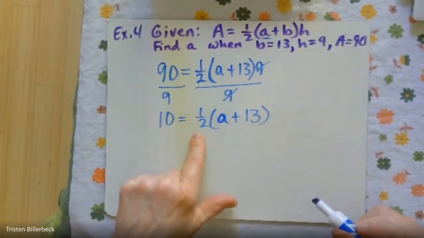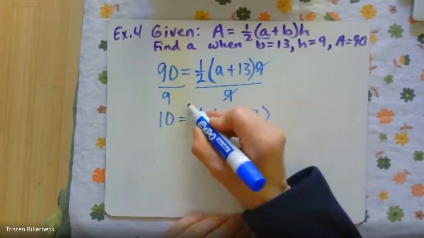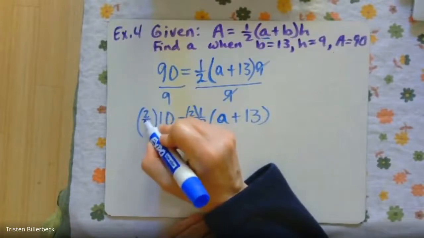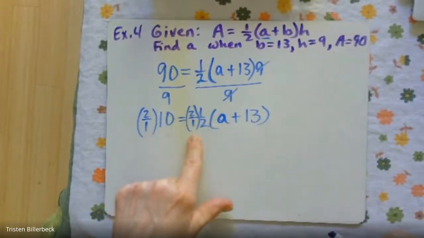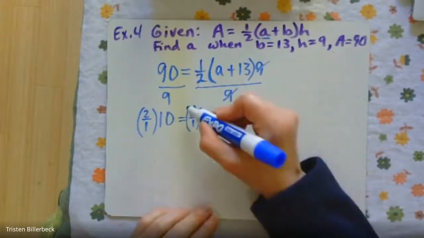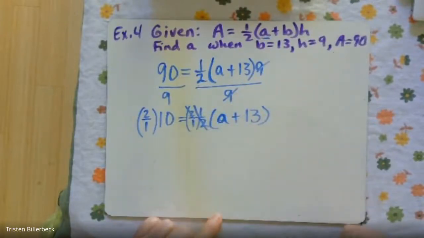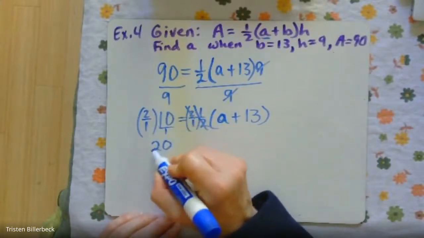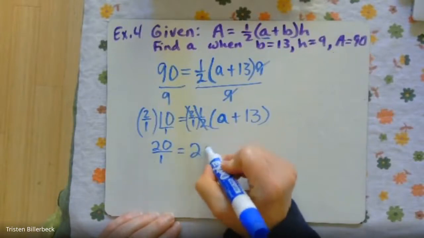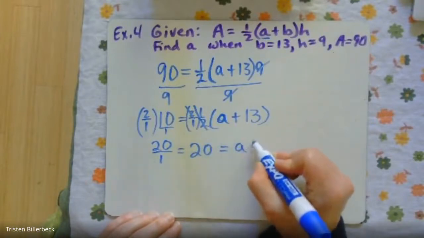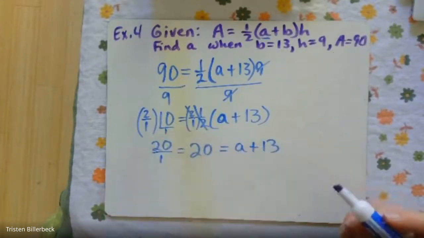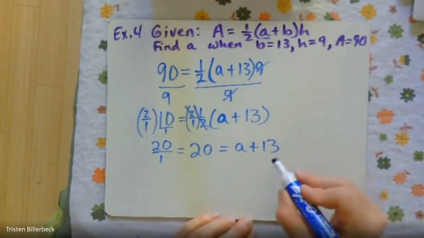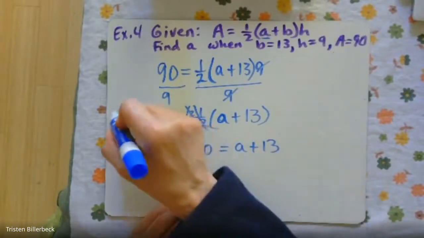Now, if I want to get rid of 1/2, I can multiply by the reciprocal, which is 2 over 1. So when we have a fraction, we multiply by the reciprocal. What that does is it takes it away like that. So we can put a 1 here. 2 times 10 is 20 over 1, which is just 20, equals A plus 13, because there's nothing multiplying A plus 13 anymore. All right, so that was a simplify.